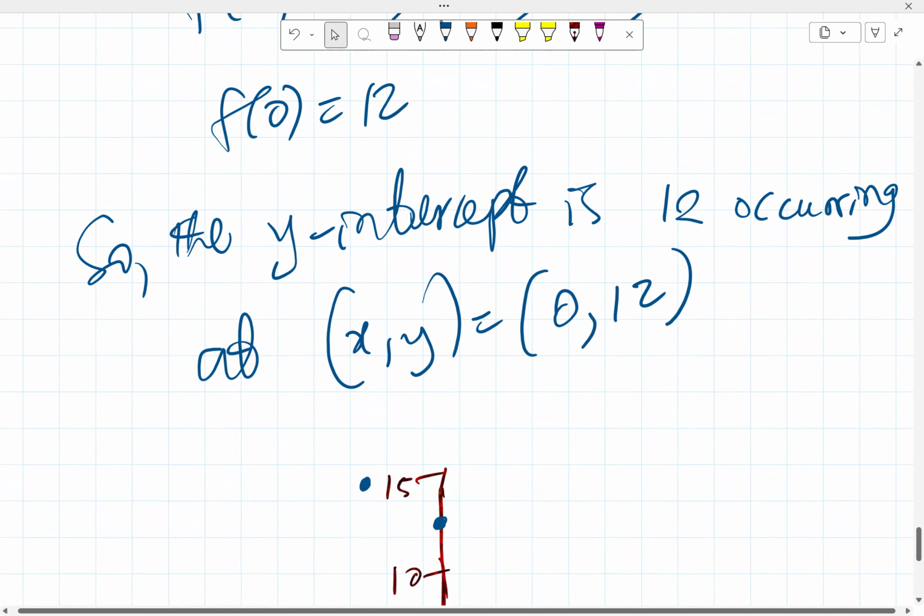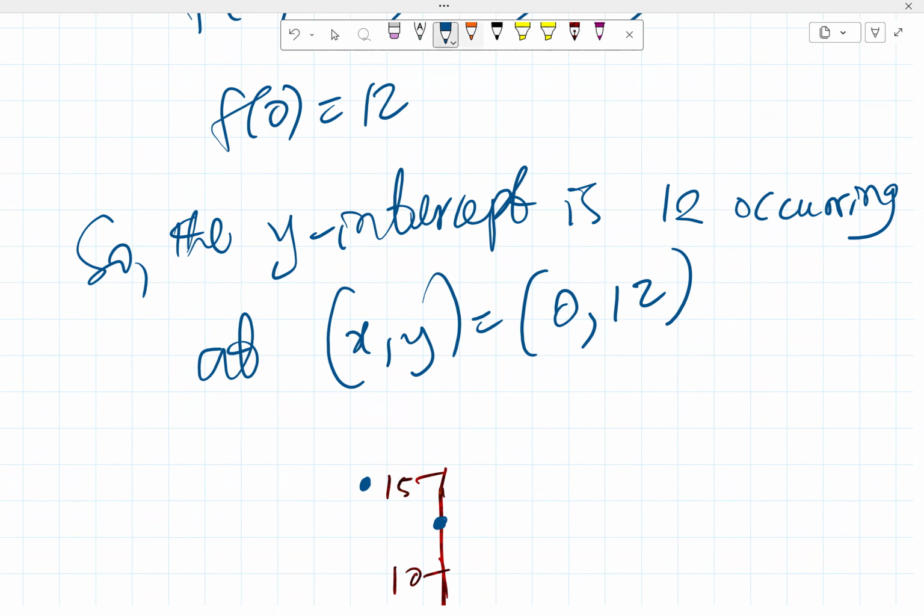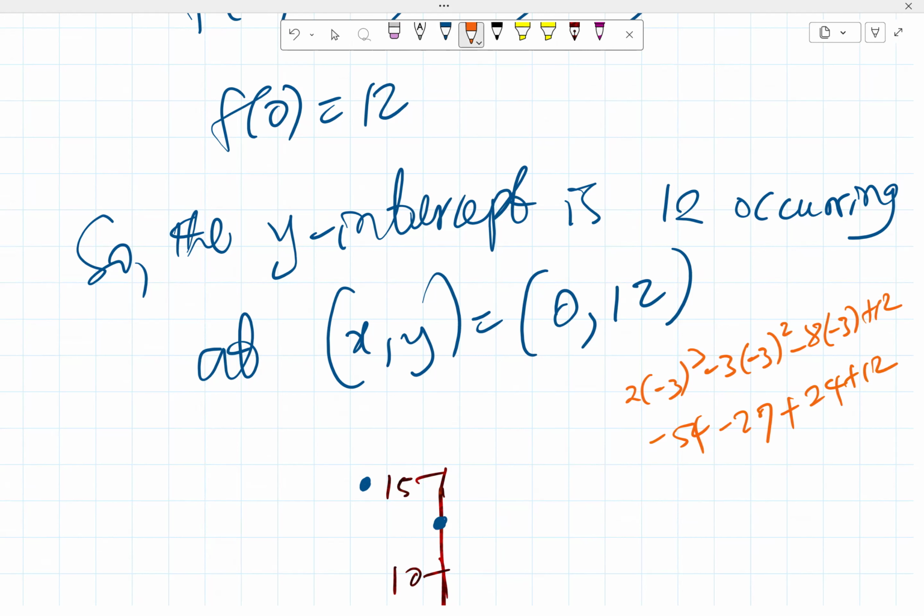So if we do this, 2 into minus 3 cubed, 3 into minus 3 squared, minus 8 into minus 3 plus 12. So that's minus 27, that's minus 54. Then this is 9 times minus, that's minus 27, plus 24 plus 12.